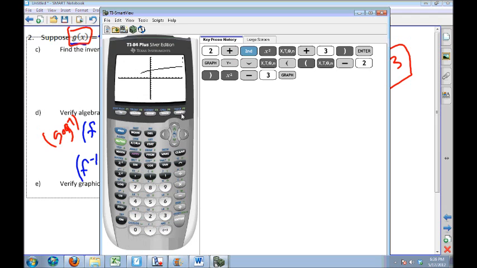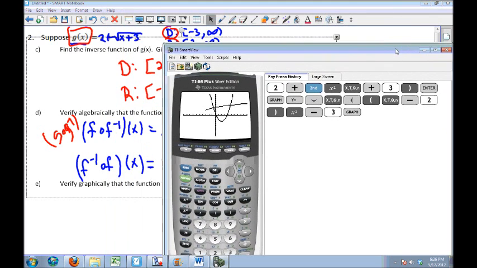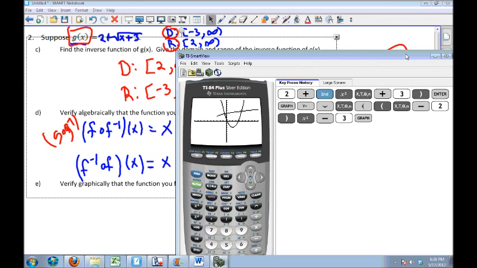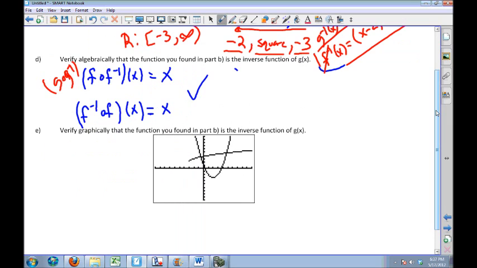Hit graph. You know, it may look like these are not inverses. Remember that inverses must be symmetric across the line y equals x. Just this line right here. It's not symmetric around that. They are not inverses. Now this one looks like it's a parabola. It has all of this part of the graph. The other one looks like only half of that.